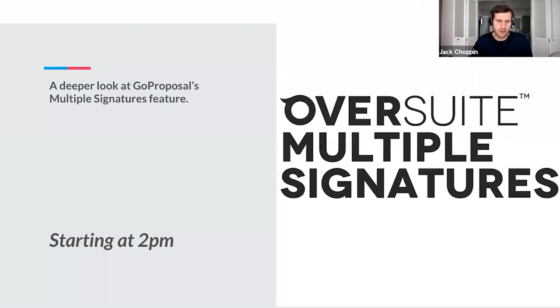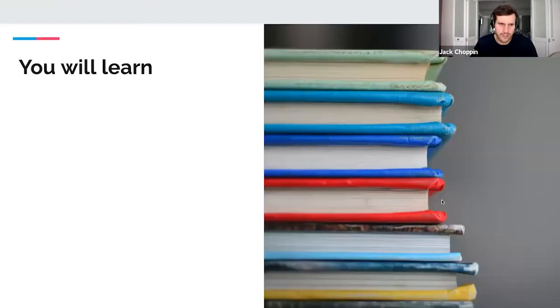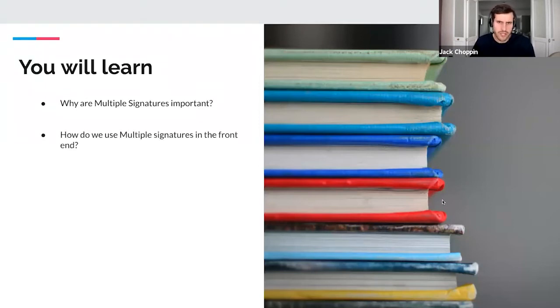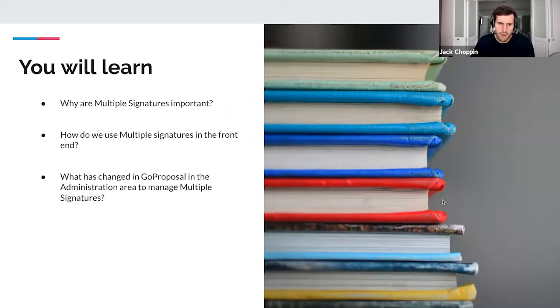Just in terms of what we're going to run through today, I want to give you a good feel for the feature itself and why we've introduced that. So just in terms of what we'll run through, why are multiple signatures so important? How do we use multiple signatures in the front end of GoProposal? What has changed in the administration area?